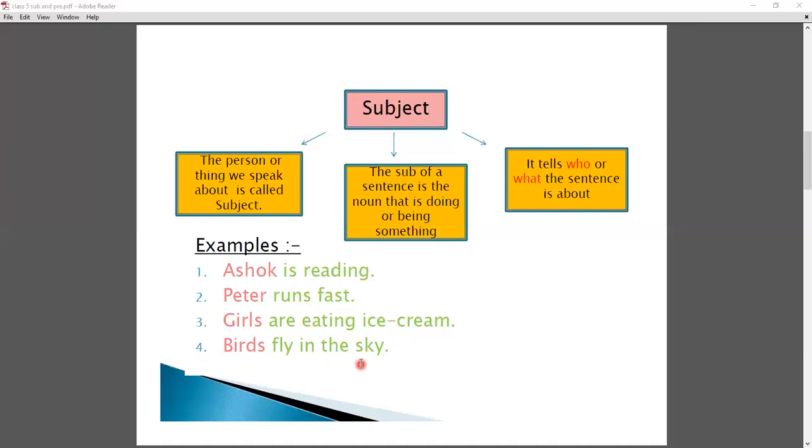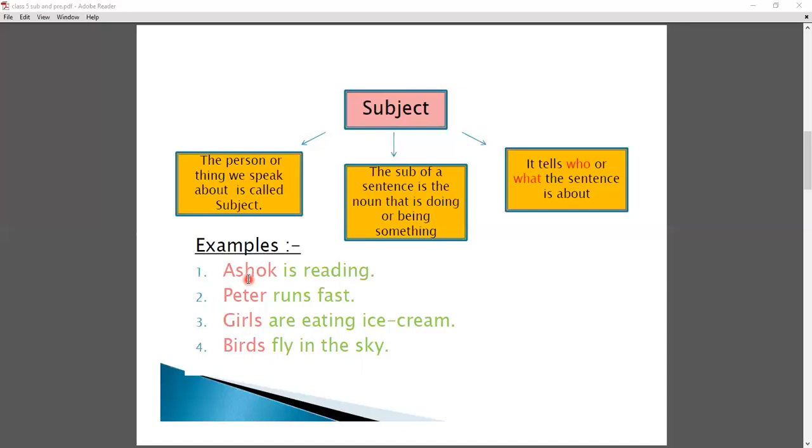Now students, I'm repeating again the three ways to identify the subject in a sentence. First is, Ashok is reading. Who is reading? We get the answer, Ashok. So here you get the subject from the sentence. And what is Ashok doing? Ashok is reading. Ashok क्या कर रहा है? मतलब who is reading? कौन reading कर रहा है? Ashok is reading. So we get the answer Ashok. So here Ashok is the subject.